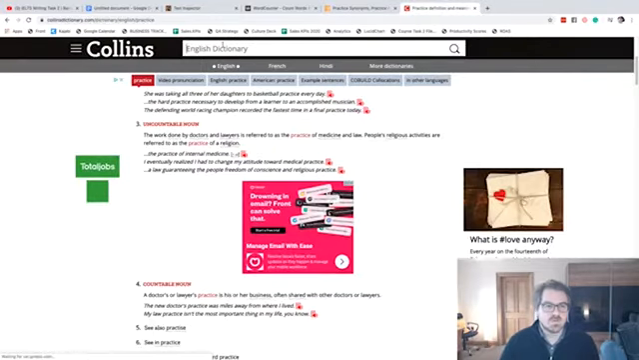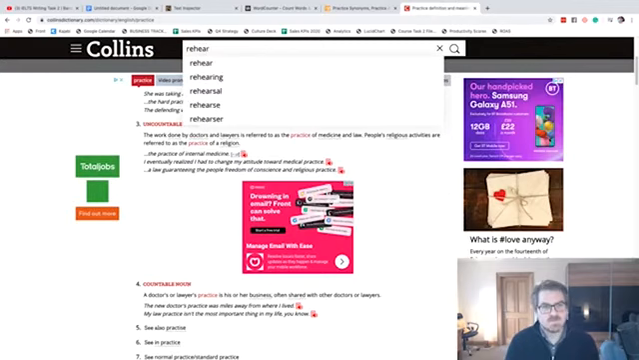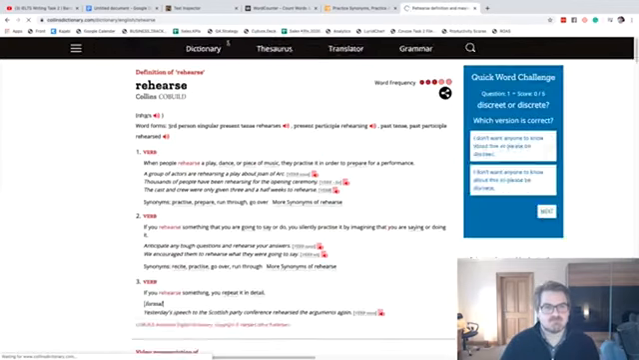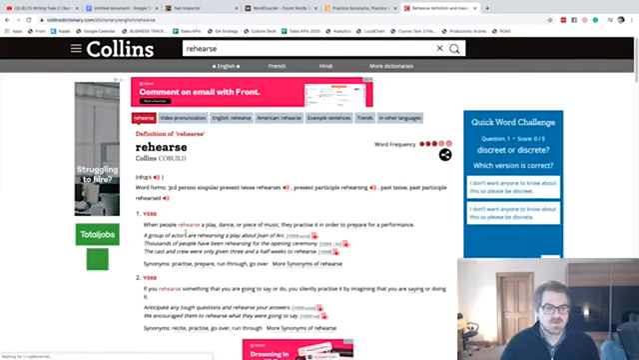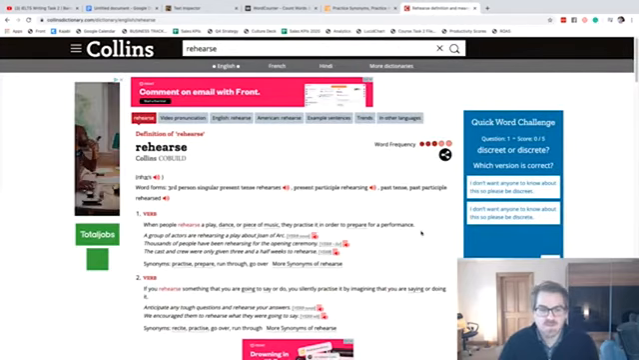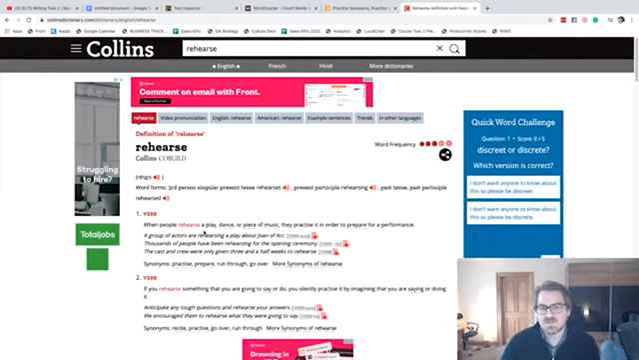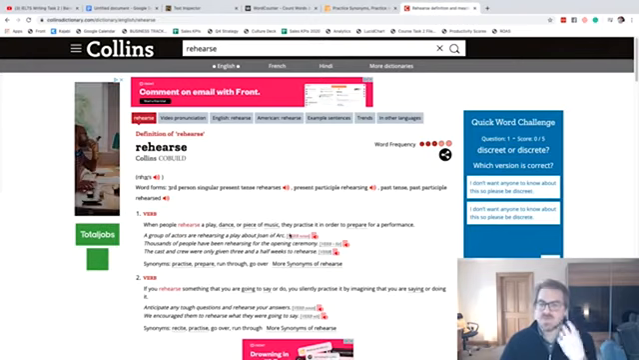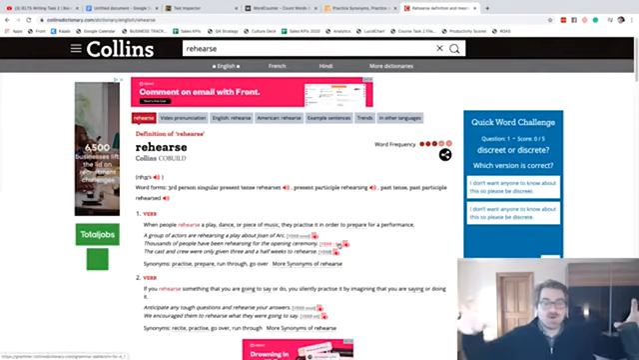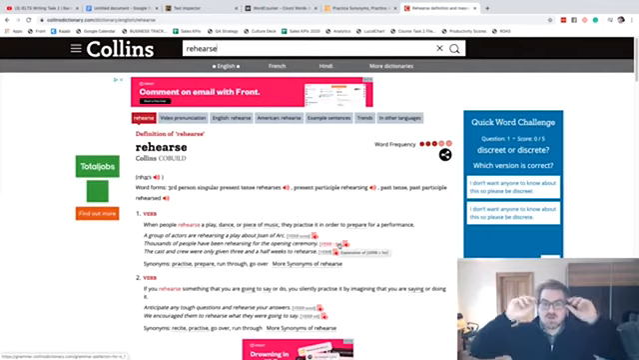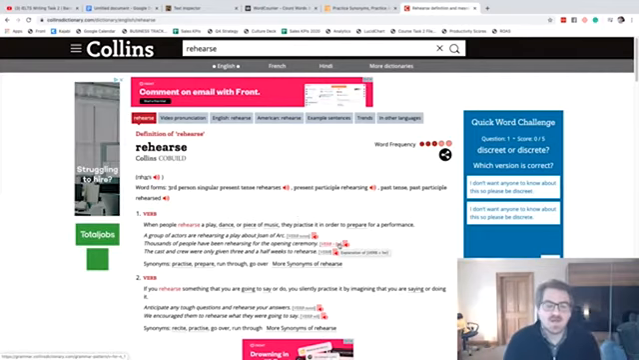Rehearse. Does this mean the same? Okay, so have a look. When people rehearse a play, dance, or piece of music, they practice it in order to prepare for a performance. So it does kind of mean the same thing. It is a synonym, but we probably couldn't use that because it's within the context of rehearsing a play, a dance, a piece of music, something to do with the arts in order to prepare for a performance that you are going to do. So if you put rehearse in here without really checking the meaning of it, you would technically be wrong.